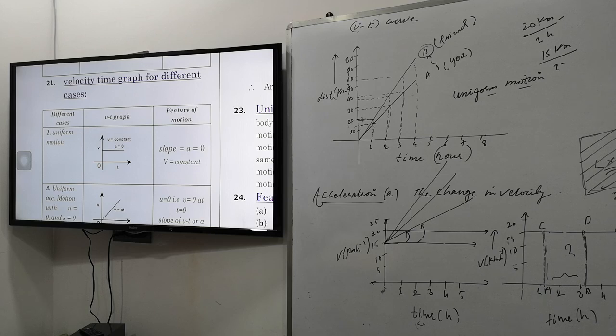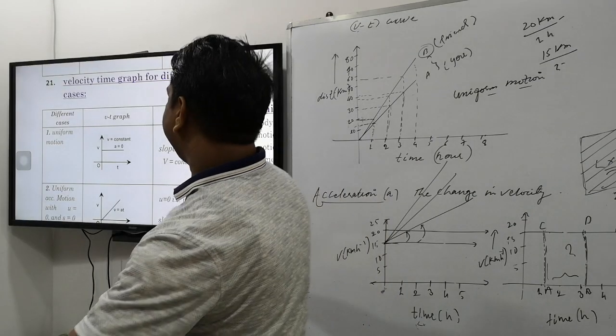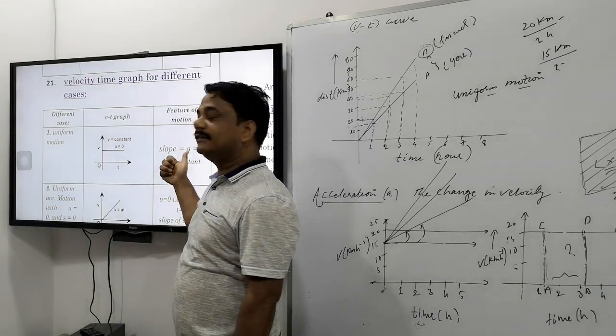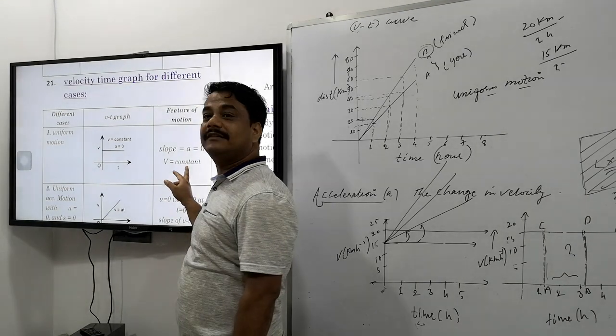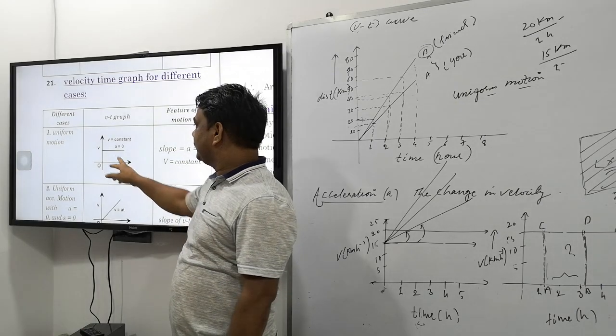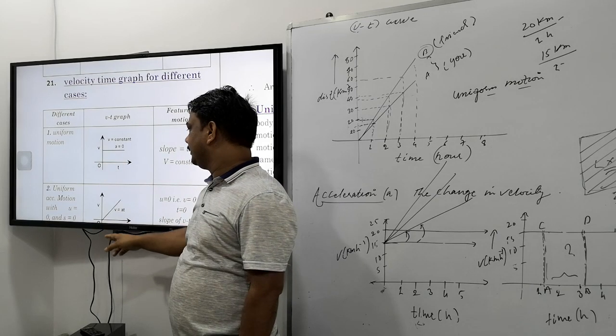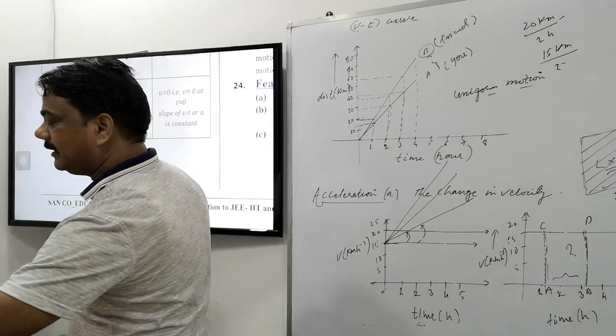You may see the first curve. Uniform motion. The VT curve is parallel to the time axis. Do you see it? The VT curve is parallel to the time axis. Clear? So what is the slope? Zero. The acceleration is zero, and the velocity is constant. Is that clear? And will there be an area? Yes, the area will be non-zero.